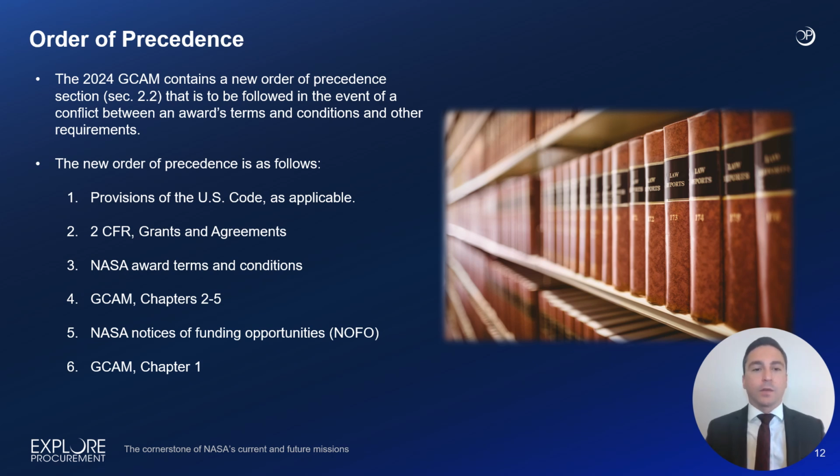First, it is the U.S. Code as applicable. Then it's 2 CFR. After that, it's an award's terms and conditions. After the terms and conditions, it is chapters 2 through 5 of the GCAM, followed by requirements in a NASA Notice of Funding Opportunity, or NOFO. Finally, is followed by chapter 1 of the GCAM.